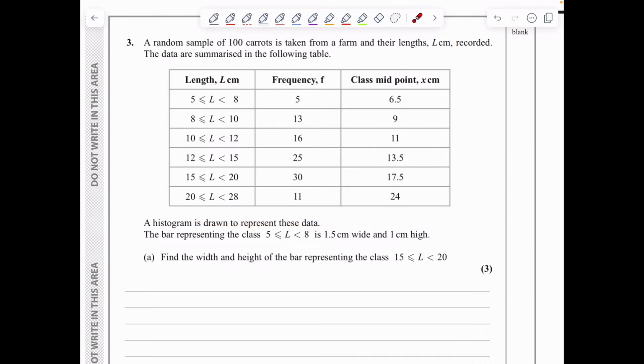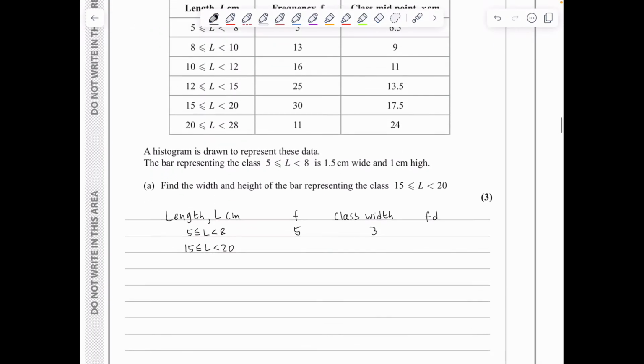We are given the dimensions of the 5 to 8 class, and we are asked to find the width and height of the 15 to 20 class. I will start by drawing a table. We've got the 5 to 8 class with a frequency of 5 and a class width of 3, because this class spans from 5 to 8, so 3 units in width, whereas the 15 to 20 has a frequency of 30 and a class width of 5. The frequency density is the frequency divided by the class width, so 5/3 and 30/5, which is equal to 6.